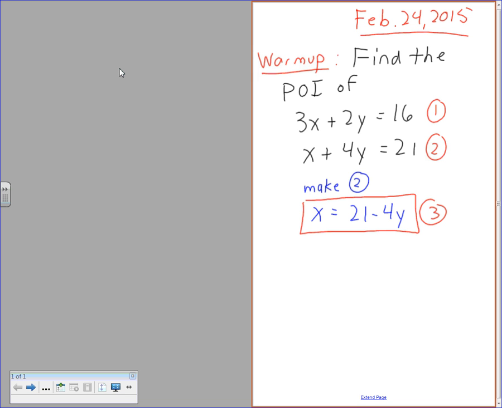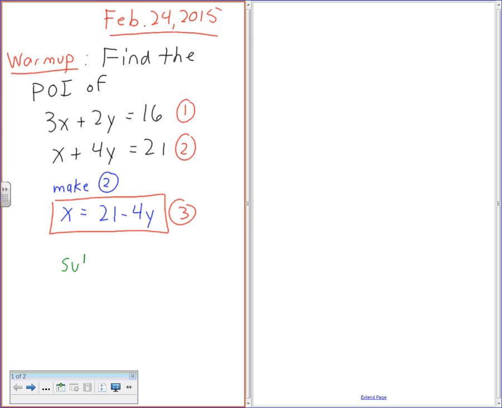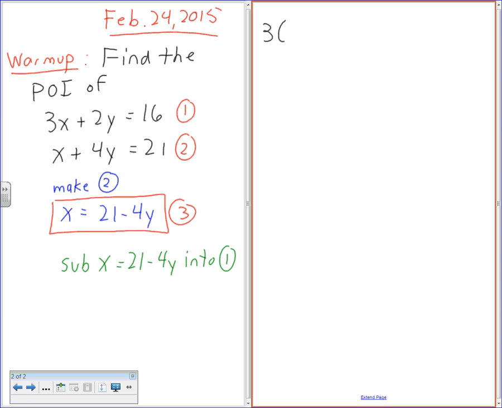This is a very important step. Alistair, go. Very good. Okay, so now you're going to sub x equals 21 minus 4y into 1. Okay, so the equation for equation 1 is going to be bracket 21 minus 4y bracket plus 2y equals 16.